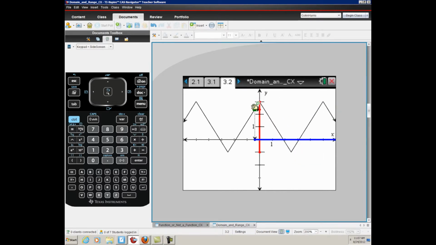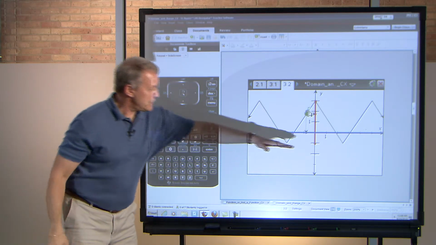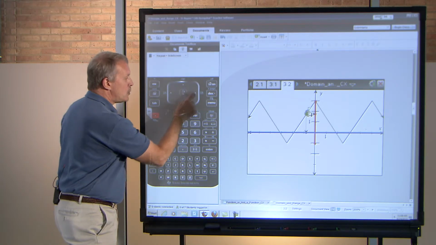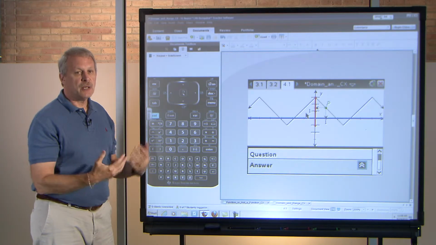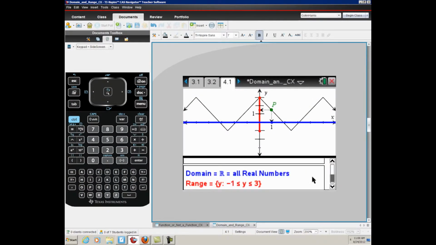And the blue again is the domain and the red is the range. And it's pretty obvious that the domain is all real numbers in blue, and the range is between -1 and 3 inclusive. But again, to make sure, the next page asks that question, and they have to interact with this to be able to see what the actual answer is.